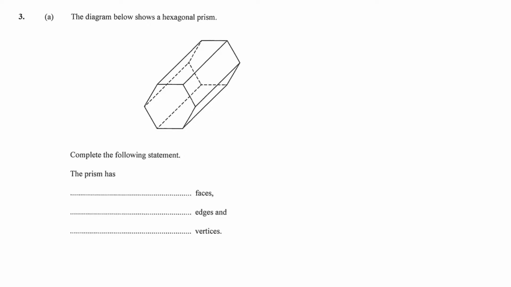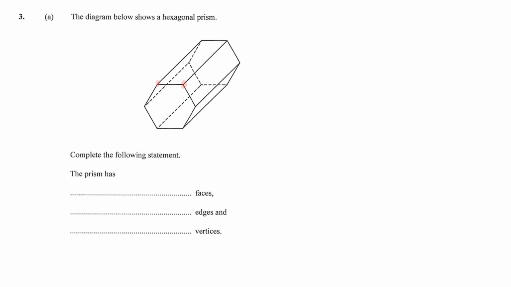Here we have problem 3 from the January 2020 CXC Math exam. In part A, we are given the diagram of a hexagonal prism. We want to count the number of faces, edges, and vertices. So we're going to start by counting the vertices.